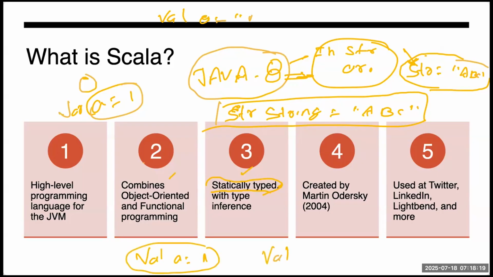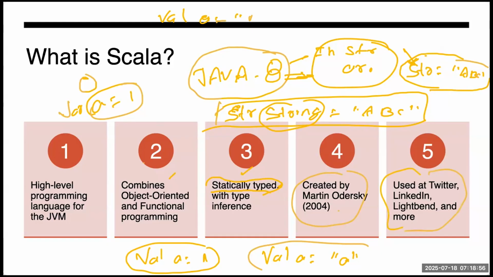Once you write val a equal to 1, in Scala you don't have to provide the data type. But in Java you have to provide the data type, that is, what the variable type is. But in Scala you don't have to. So this was created by Martin Odersky in 2004. This was launched around 20 years ago, not recently, but it is a newer language. And these are the companies which are using it.